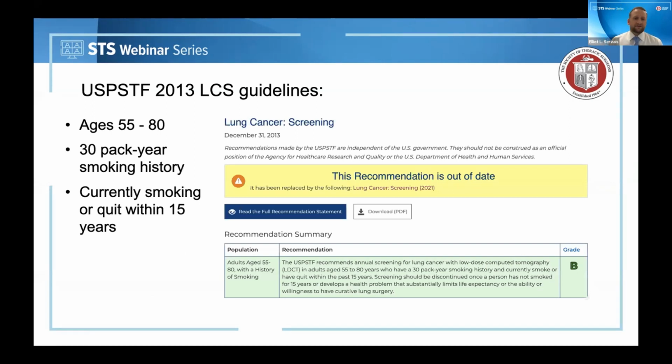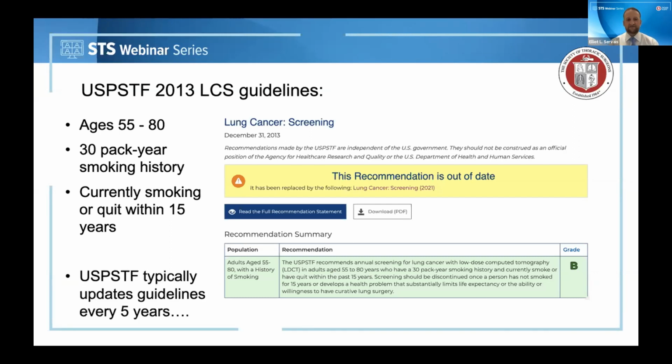So here we're looking at the 2013 guidelines that we all have been working with, and most on the call are probably familiar with these guidelines. They were published by the USPSTF on December 31st, 2013. And they suggested, with a grade B recommendation, that screening be performed for patients aged 55 to 80 with a 30-pack year smoking history. And importantly, they had to be current smokers or have quit within 15 years.